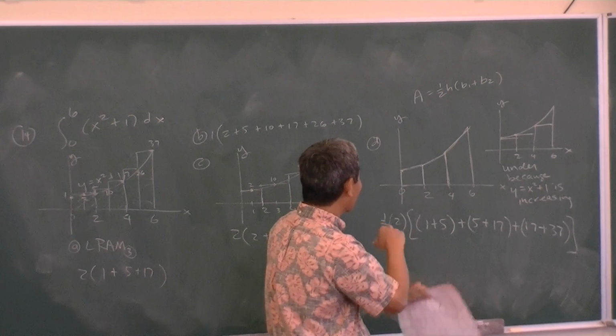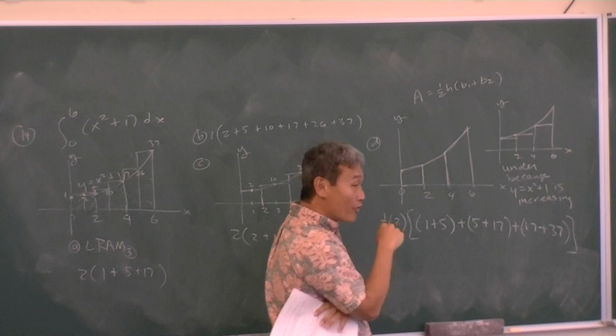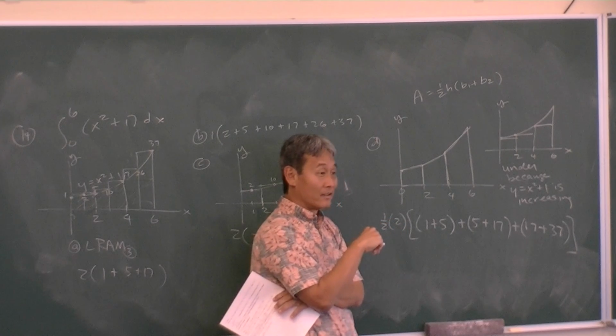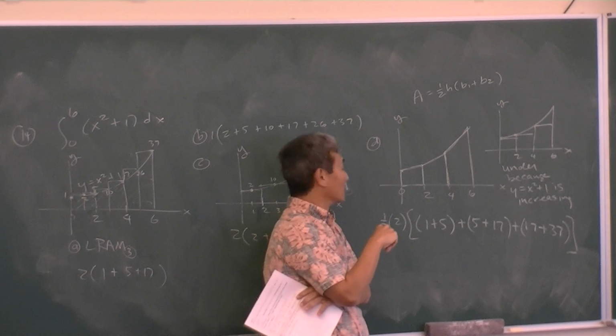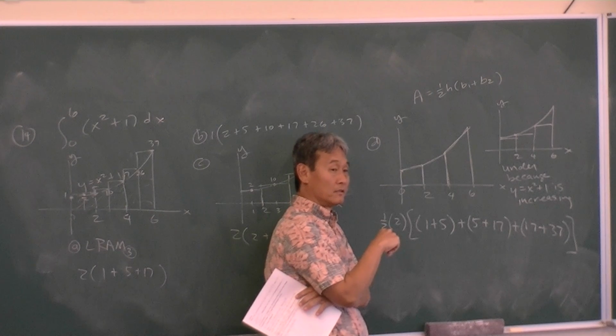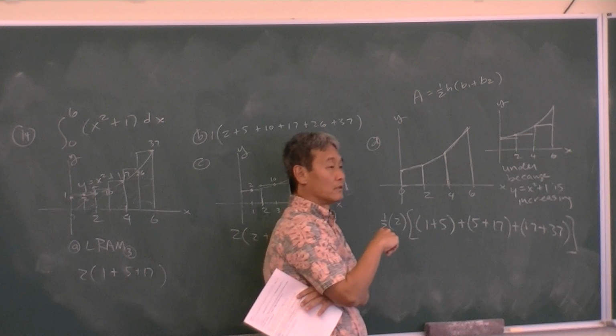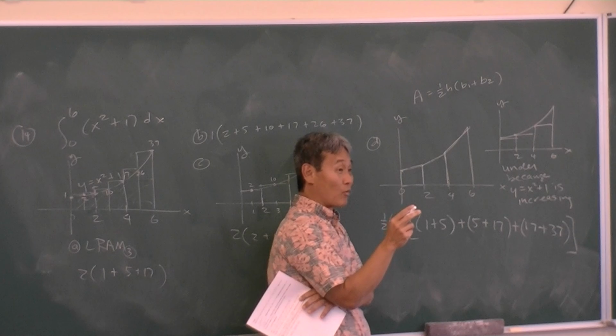Look at the picture. It's an overestimate. Why? Because y prime... no, y double prime. What's concave, and which concave?